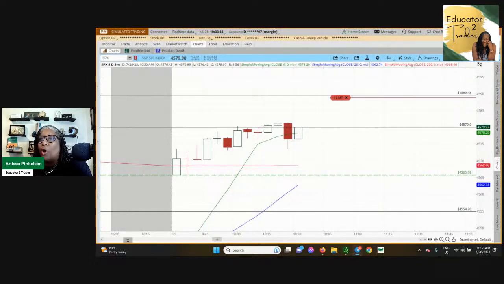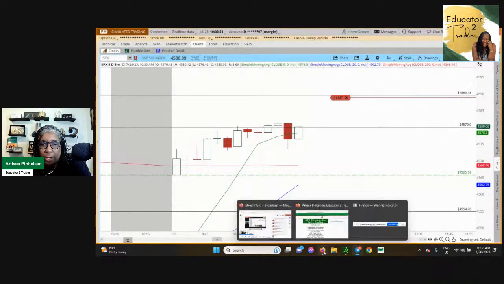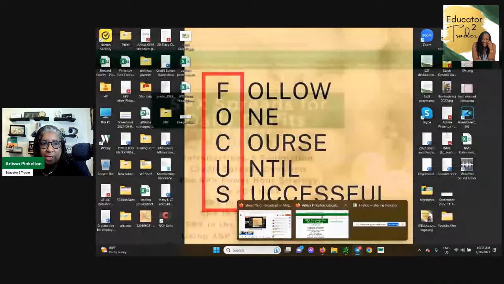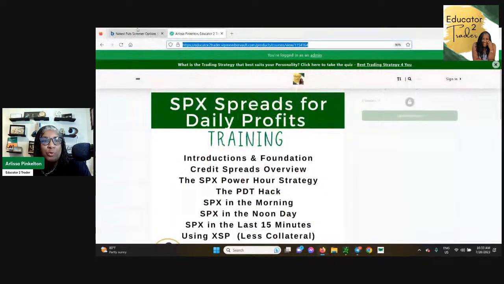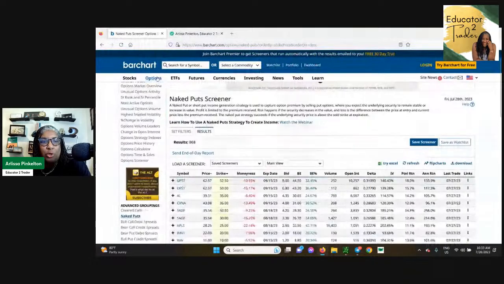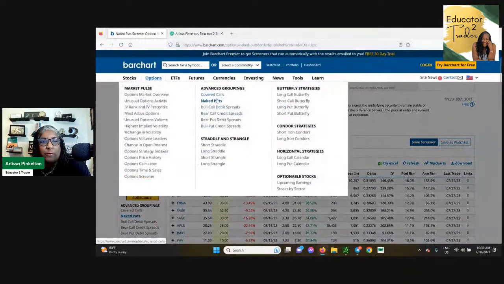Okay. So we talked about Barchart this morning, a place to look for your cash secured put and your covered call screeners. If you want to go straight to covered calls, you can also use that Barchart screener and go straight to covered calls. Let me see if I still have Barchart open. I do. So if you go under options, like I said, you can go straight to covered calls, and Barchart suggests these covered calls.